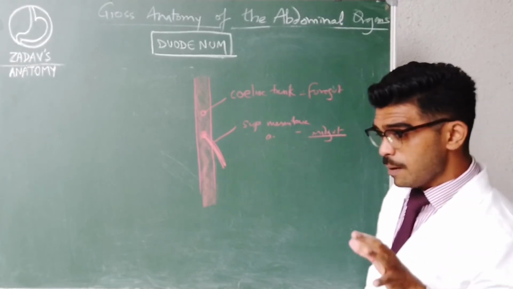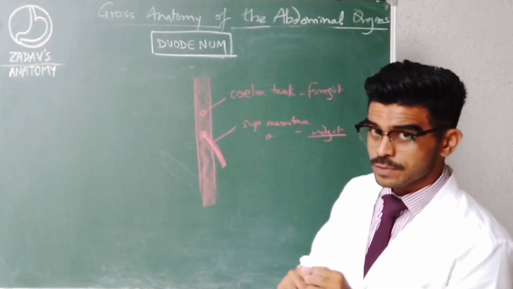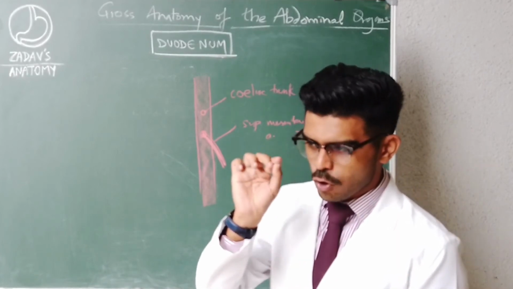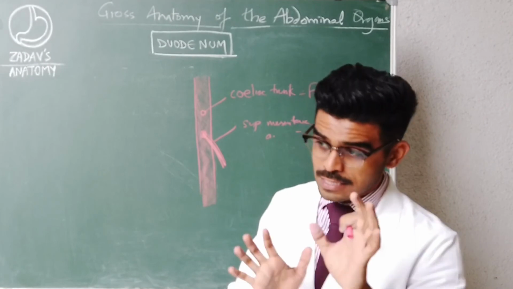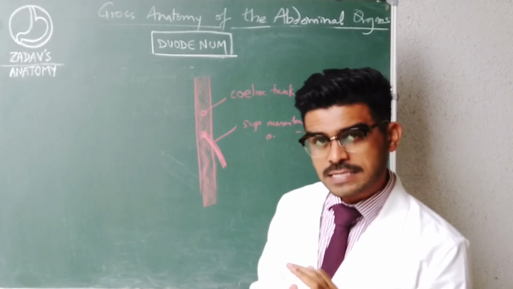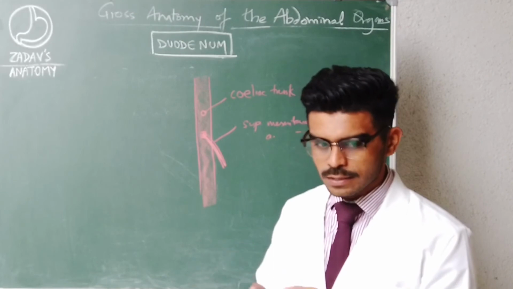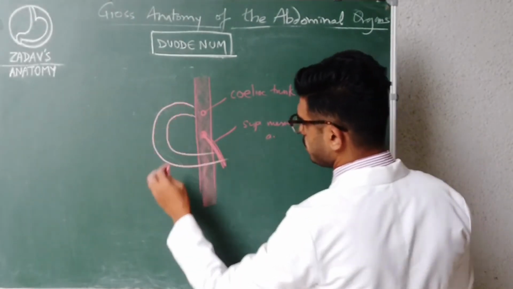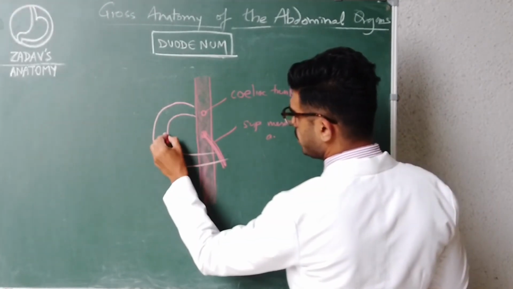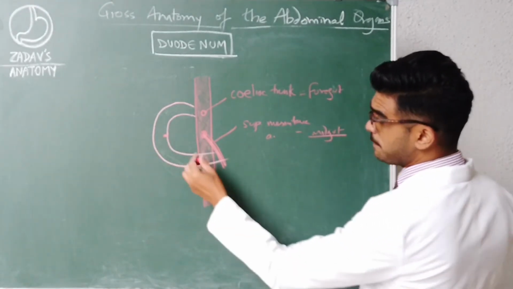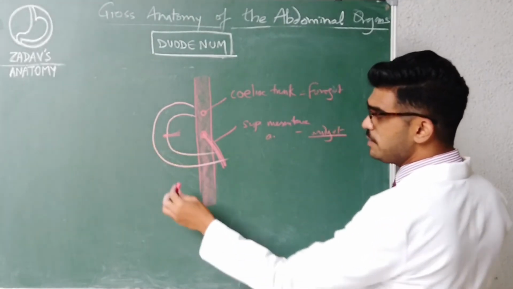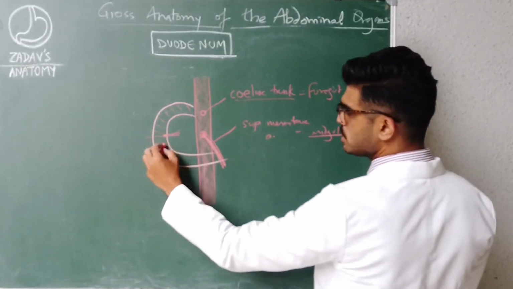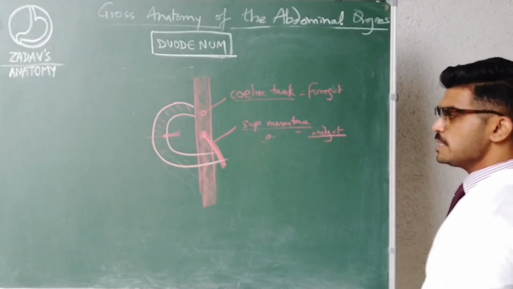Now here's the cool thing. The duodenum partly develops from the foregut and partly from the midgut. To be precise, it is the opening of the common hepatopancreatic duct in the second part of duodenum, which acts as a junction between the foregut and the midgut. So, if this is roughly the duodenum, and this is the point where the common hepatopancreatic duct opens, then everything above this is supplied by branches of the celiac trunk, and everything below this is supplied by branches of the superior mesenteric artery.